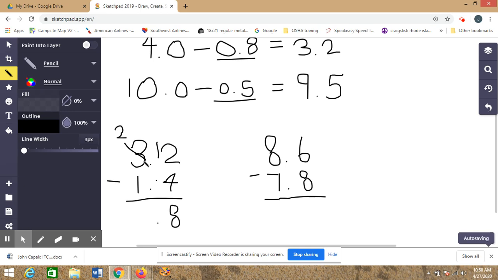Bring the decimal down. Then we subtract the ones place. 2 minus 1 is 2. I mean 1, sorry. There, that's a 1.